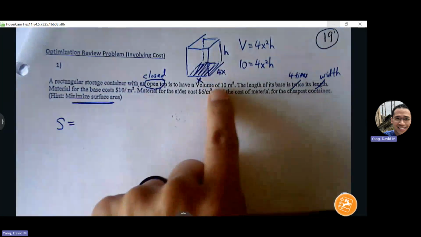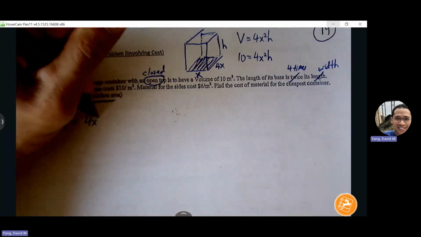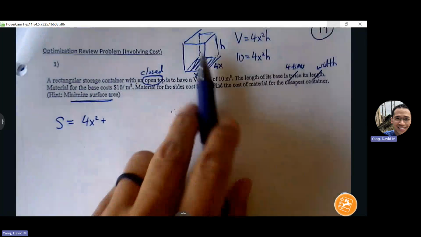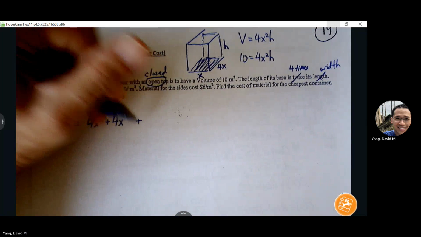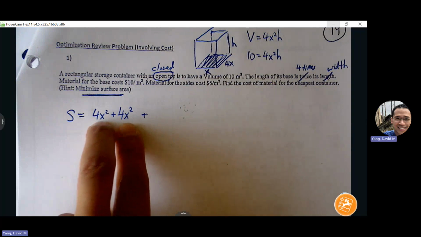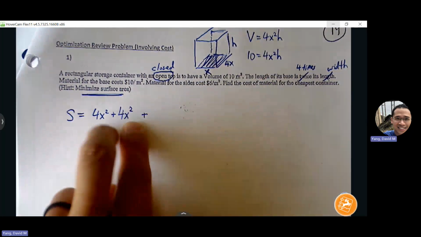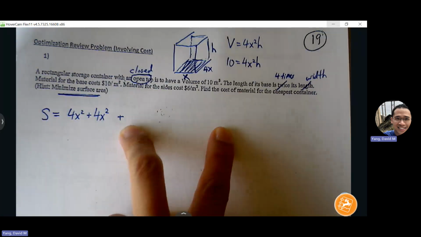Let's start with the base here. What's the area of the base? 4x squared. It's a closed top, so there's also a top of what? 4x squared. Now, the base and the top have the most expensive material, so we'll separate that from the sides.